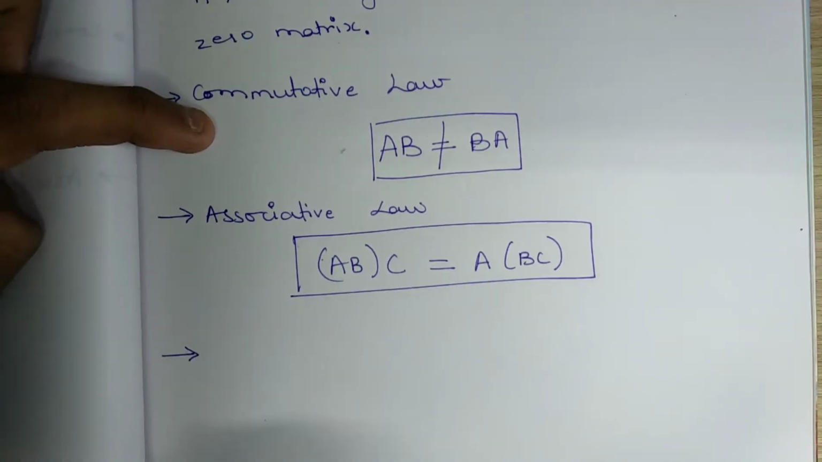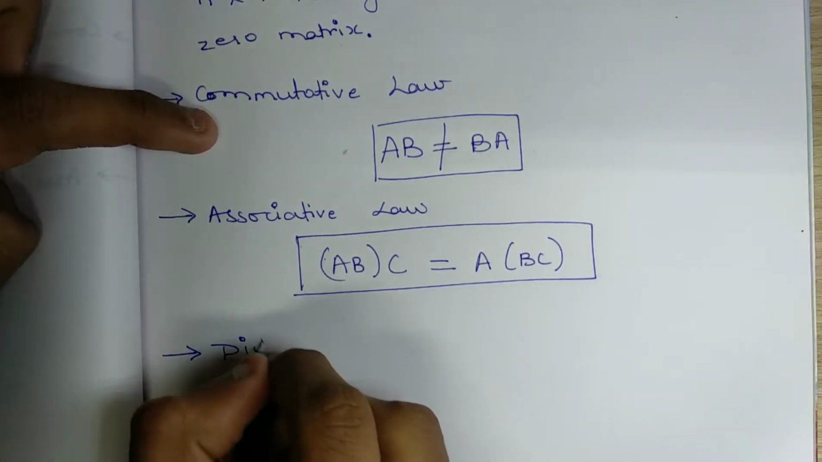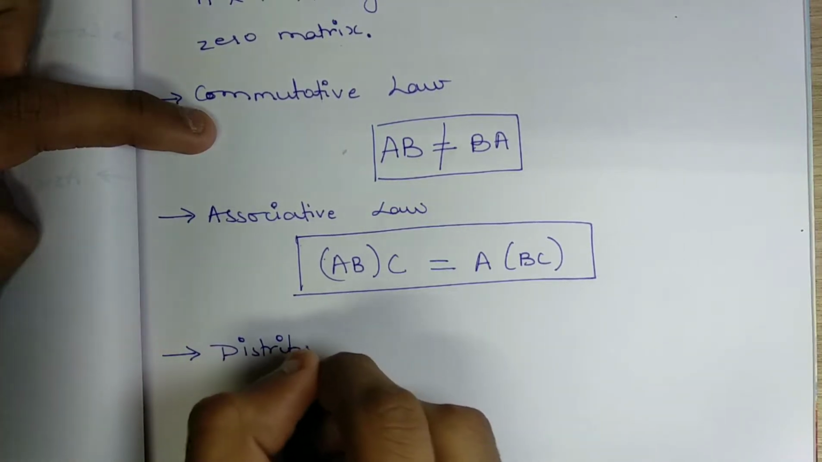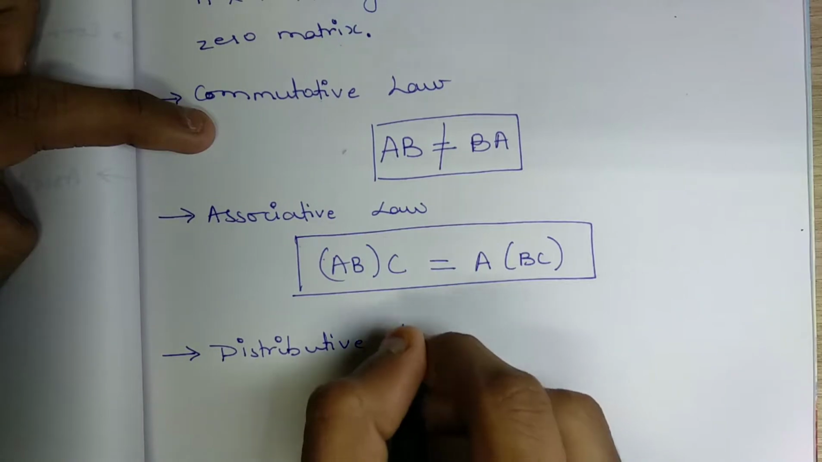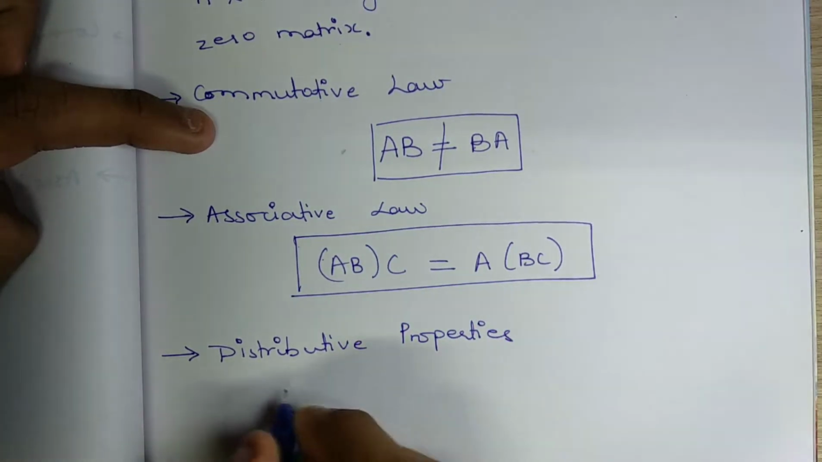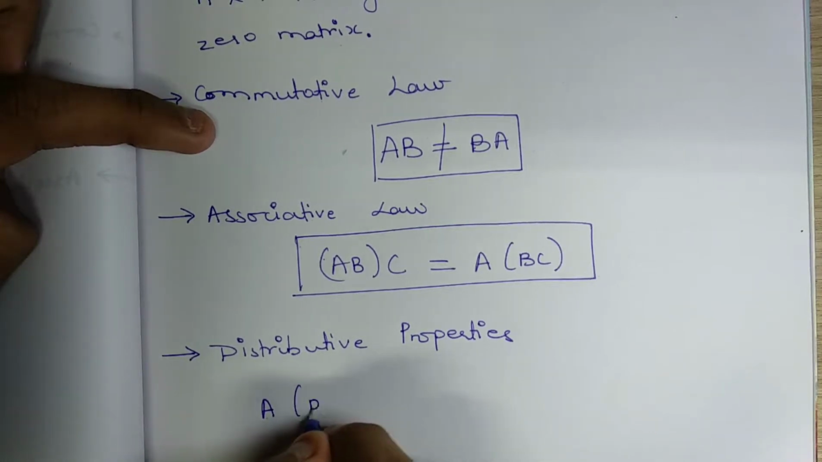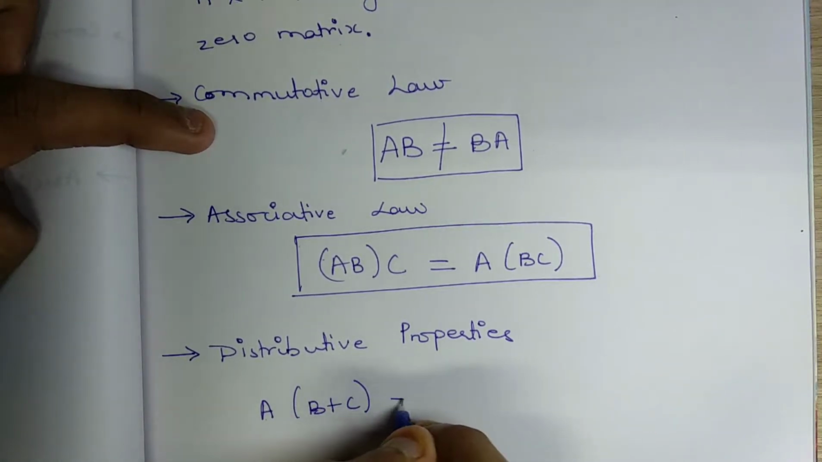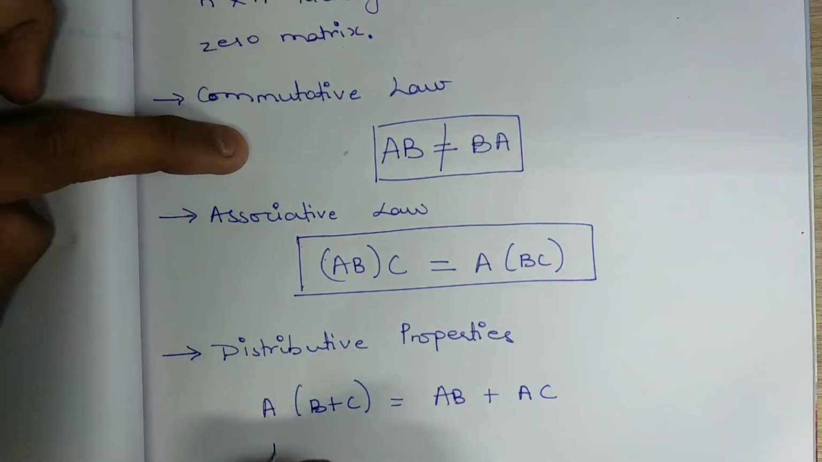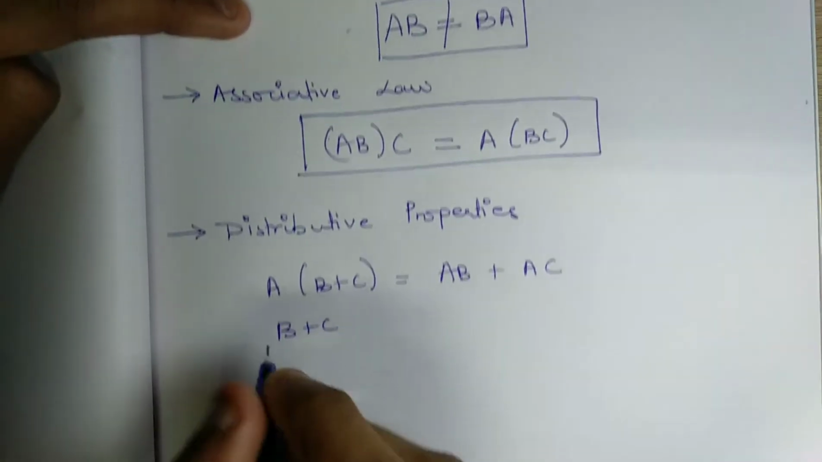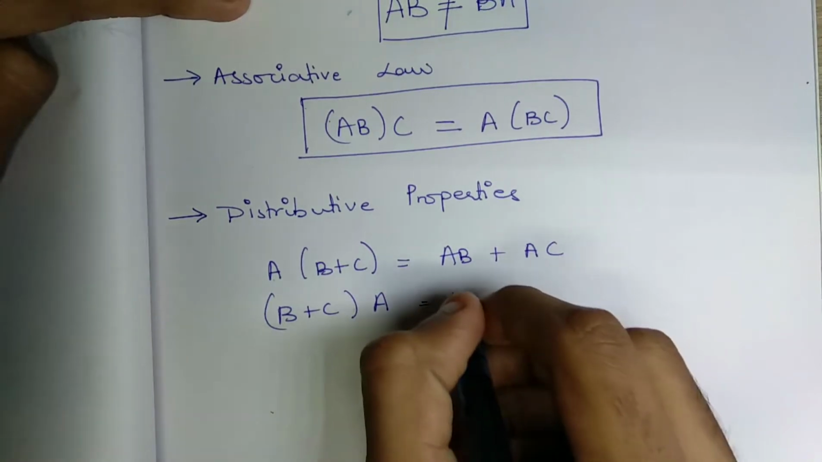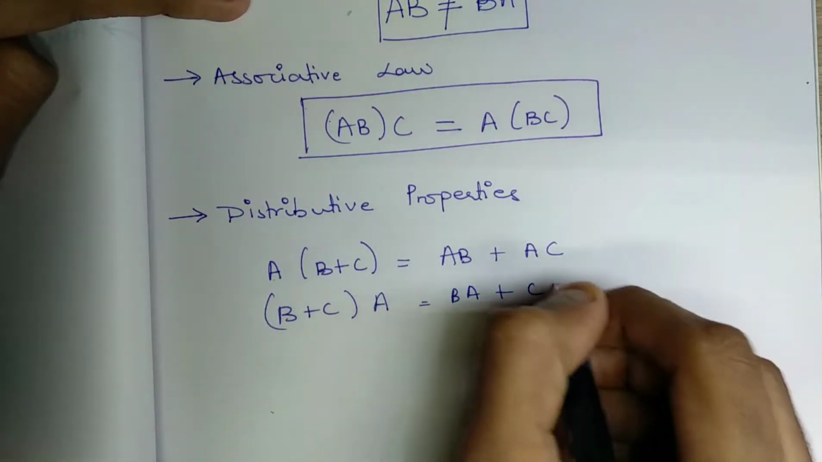Let's look into some of the distributive properties. A into B plus C equals AB plus AC. B plus C into A is equal to BA plus CA.